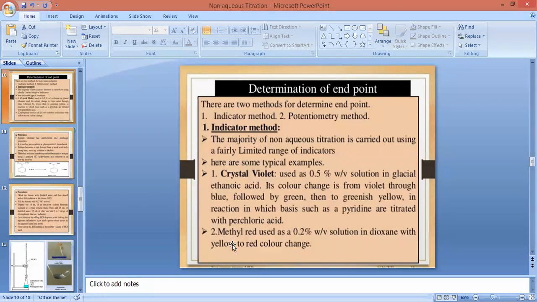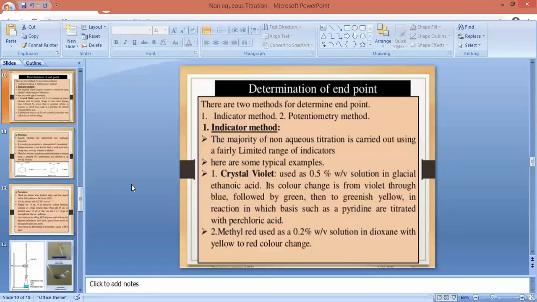So these are the two indicators. With the help of these two, we can perform non-aqueous titration and the endpoint can easily be determined.